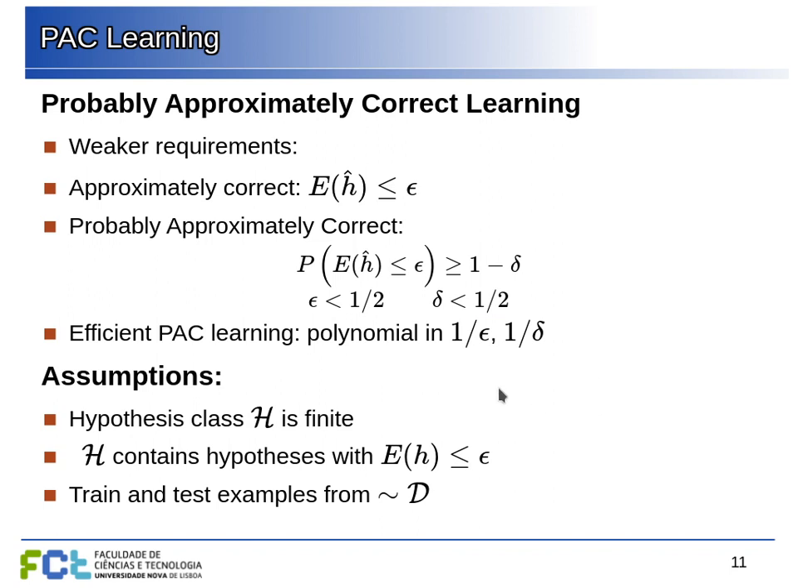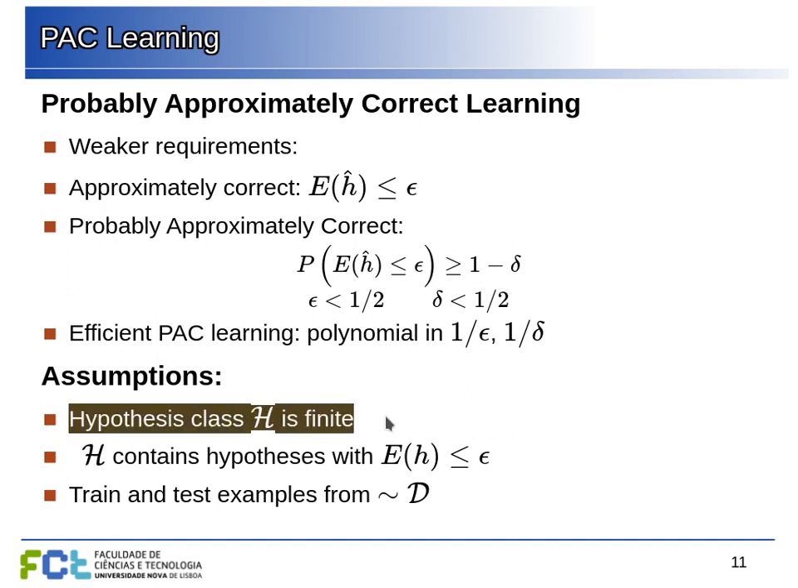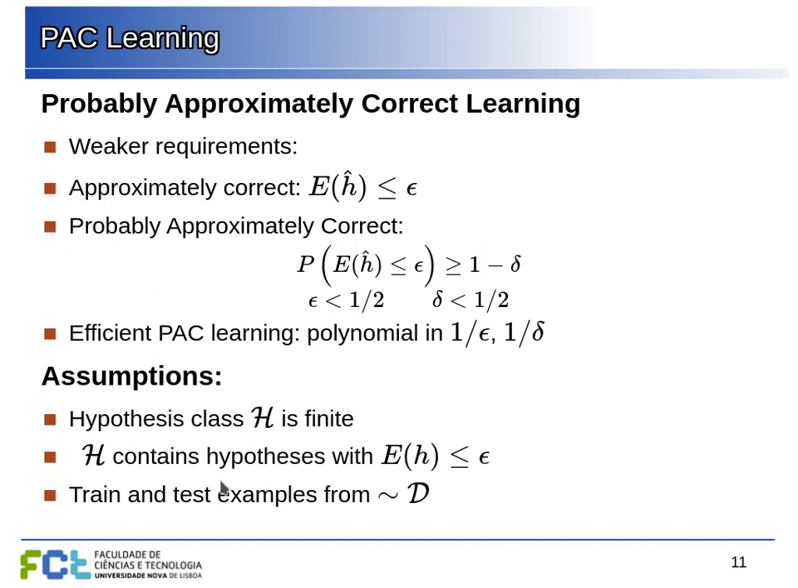So let's look at this from a theoretical perspective, assuming that we have a finite hypothesis class and that the hypothesis class contains hypotheses for which the true error is below epsilon. Note that if this does not happen, then this will never occur because we simply do not have the adequate hypothesis in the hypothesis class. So this is one assumption. There are good hypotheses in our hypothesis class.